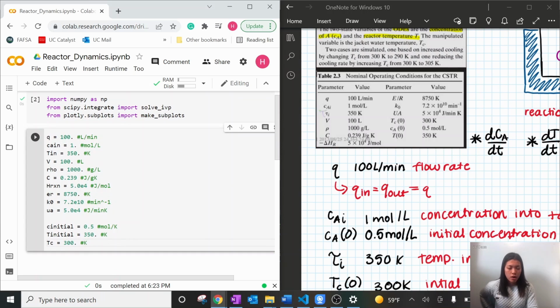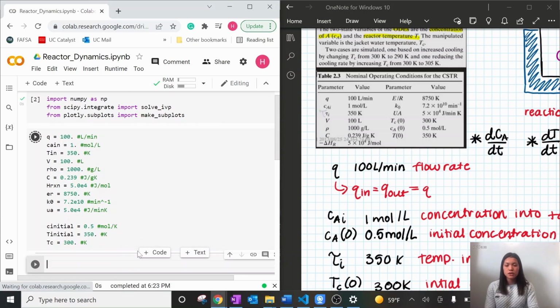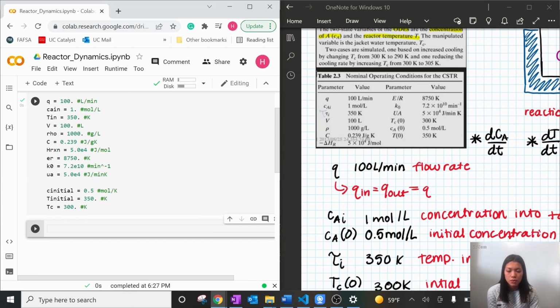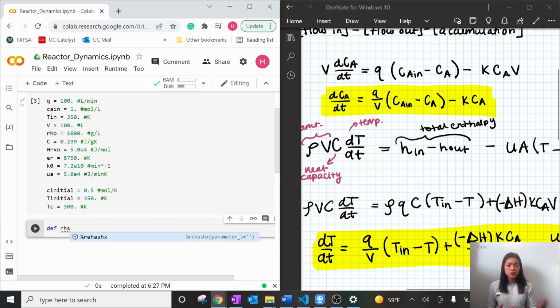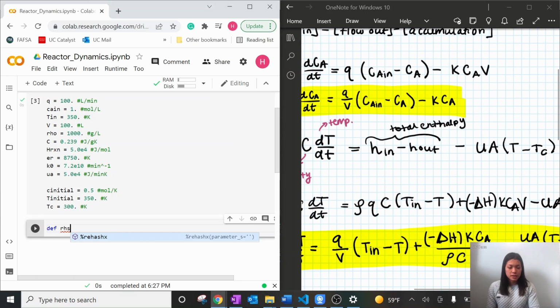And that is all of our parameters. And so we're going to shift enter, make sure everything is written out correctly. And so now we can begin writing out the function that we're going to be using to solve for the concentration and temperature. And so we need to define the function. We will call it the right-hand side, because what we'll be doing is we will be wanting it to return the right-hand sides of these equations.